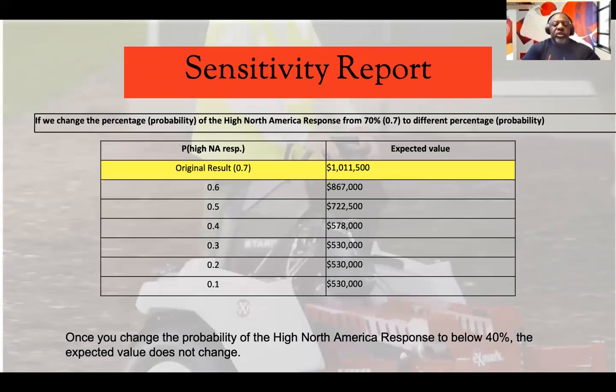Our sensitivity report shows that currently we have a probability of 70% to get our optimum strategy. As that probability decreases, so does our expected value. Once we reach 30% probability for high response in North America, the expected value maintains at $530,000 and does not decrease as we continue to decrease the probability of the high response.